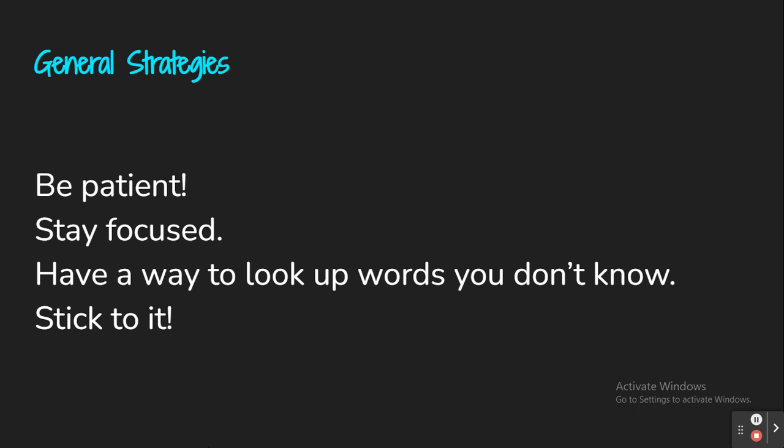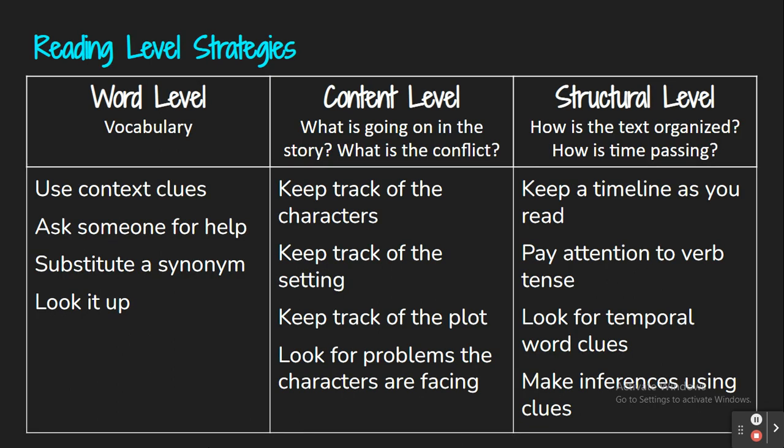So here are some general strategies for reading, and these are ones that help no matter what your reading level, no matter where you're at, no matter whether you like reading or not. Here's some strategies. Be patient, stay focused, have a way to look up words you don't know, and stick to it. These are things that readers of all ages have to do. For example, I'm an English teacher. I know a lot of words in the dictionary, but I still have to look up words sometimes when I'm reading. And that's a sign that I'm growing my mind and I'm growing my vocabulary. So that's a good thing.